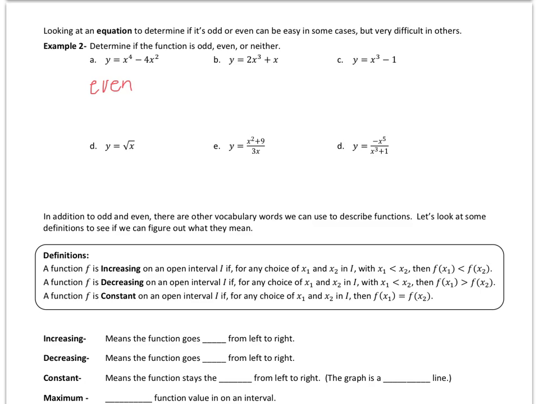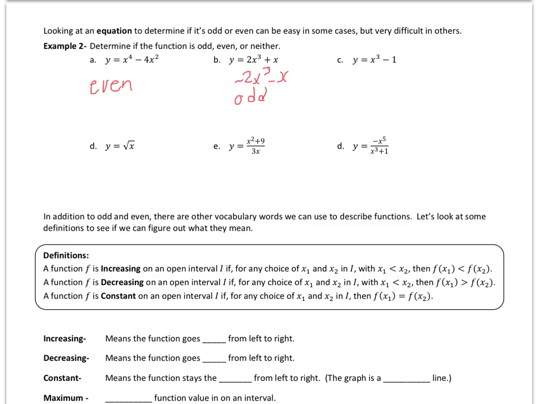Let's look at part B. 2x cubed plus x. Now, all the powers are odd. I wonder. Let's plug it in. We end up with 2 times negative x cubed, which is negative 2x cubed minus x. Is that completely opposite? Everybody say yes. Yes. So that is an odd function. If all the powers are odd, it's an odd function.